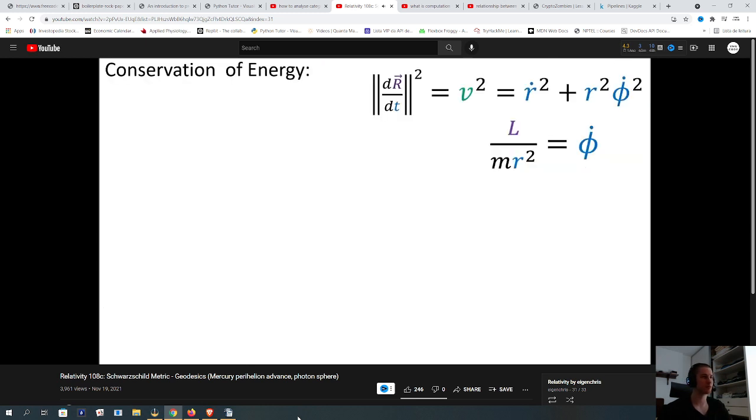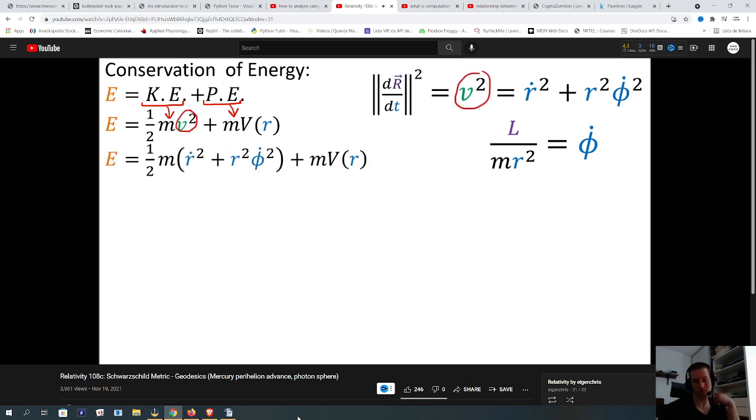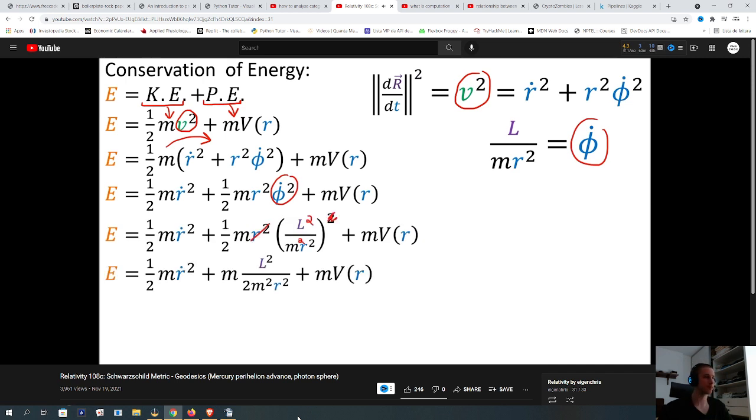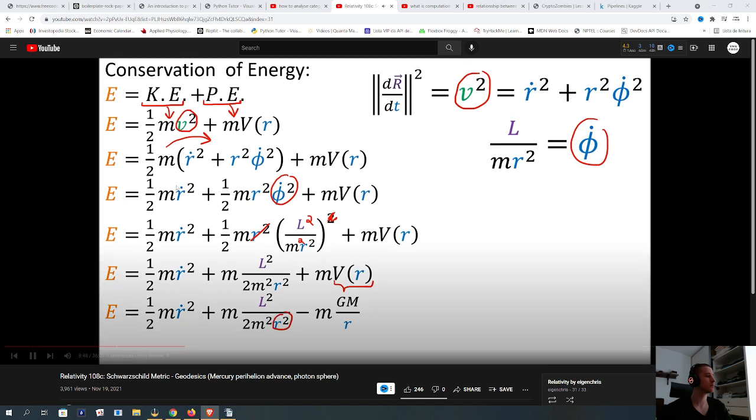We know the total energy of the orbiting planet is just its kinetic energy, 1/2 m v squared, plus the potential energy, which is mass times the gravitational potential function V of r. In previous videos, I wrote the potential as phi, but in this video, I'm going to write it as V. We can sub in our formula for velocity squared, then distribute 1/2 m, then sub in our formula for phi dot, then do some canceling. We can also use the standard Newtonian potential for a mass capital M, which is negative G M over r. Now, we see that in polar coordinates, kinetic energy actually depends on the r coordinate position.